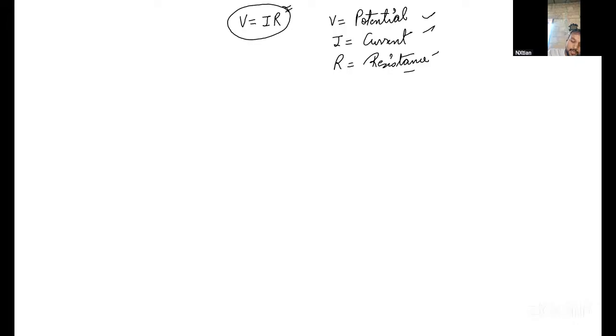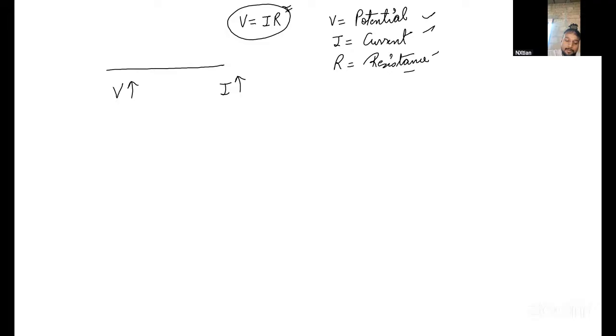So now we'll do one question. Basically, what does this statement mean? For a brief introduction, this statement says that in a conductor, if I increase the potential difference across the conductor, then the current also increases.